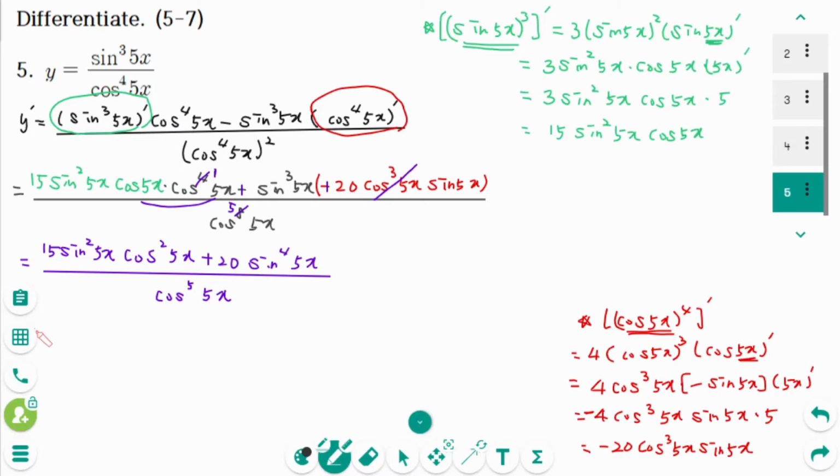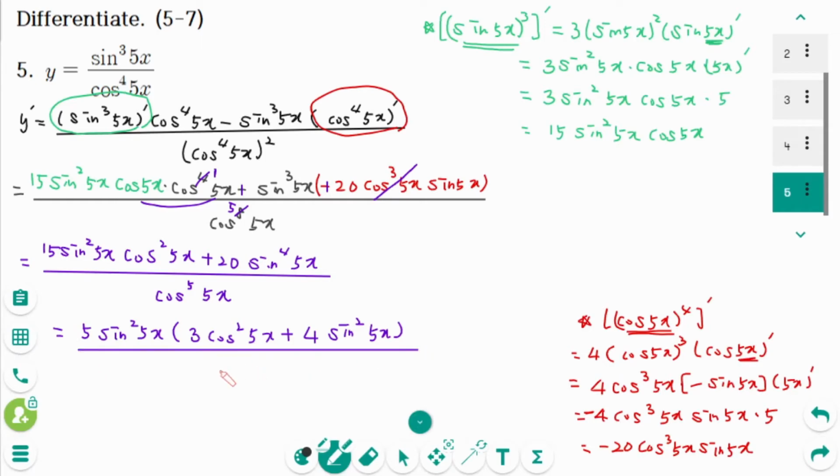Then take out the common factor, which is 5 sine squared 5x, then 3 cosine squared of 5x plus 4 sine squared of 5x, over cosine to the power of 5 of 5x. This is the final answer.